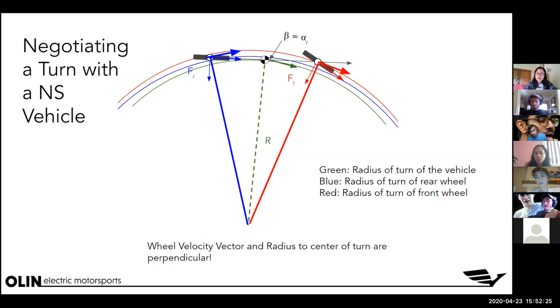But okay, the body slip angle... Wait, that's once the rear tire has stopped changing in slip angle. Okay, has reached some constant slip angle. Yeah, sorry, that was misworded. No, that's fine. So that's when it's constantly turning, is that it?